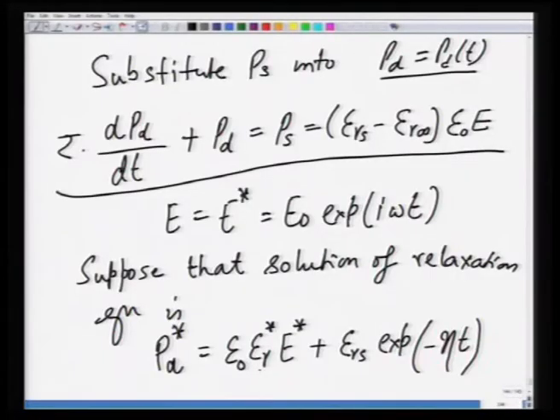Okay. So, when you put this expression, P d star is equal to epsilon naught epsilon r infinity, epsilon r star, sorry, E star plus epsilon r s exponential minus eta t, into this equation, what do you get? So, let us first differentiate d P d star.